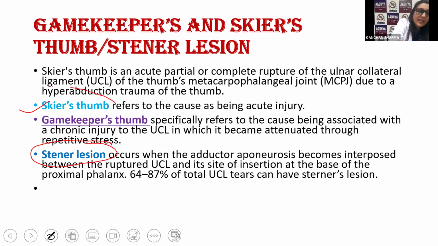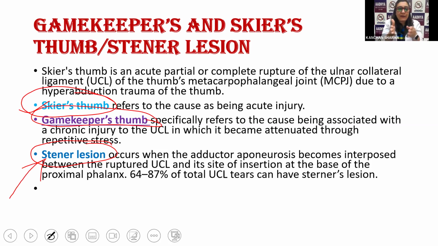But if it is an acute injury, we are going to call it Skier's thumb. If it is a chronic injury, because the patient will say, no, I usually have a problem here, and we'll discuss what all problems there will be for a longer time, it is gamekeeper's thumb. Some say they are not different; they are one and the same thing.